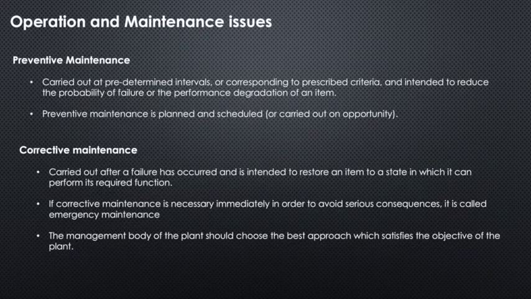With the operation and maintenance issues, there are two kinds of maintenance which we can follow to keep our plant in best shape. Preventive maintenance is carried out at predetermined intervals or corresponding to prescribed criteria, and is intended to reduce the possibility of failure or performance degradation of the plant. Corrective maintenance is carried out after a failure has occurred and is intended to restore an item to a state in which it can perform its required functions.